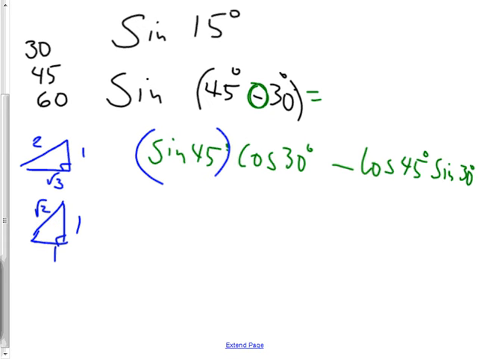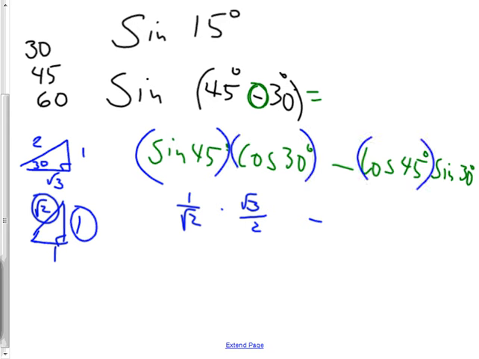Sine of 45 is, sine is opposite over hypotenuse, so it's 1 over square root of 2, times cosine of 30. Well, I go to this triangle, and this is my 30-degree angle. Cosine is root 3 over 2, minus cosine of 45. I did that one. Cosine of 45, that's down in this triangle. Cosine is adjacent over hypotenuse, 1 over square root of 2, times the sine of 30. And hopefully you've memorized that one by now. It's 1/2. I also could do it from that triangle.